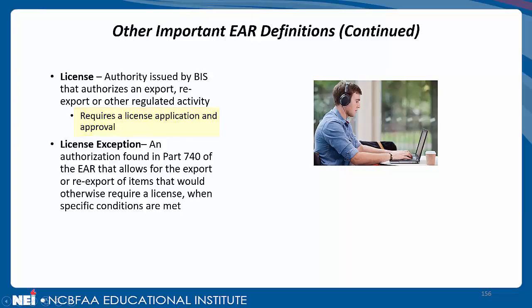But in terms of a definition, a license exception is an authorization found in Part 740 of the EAR that allows for the export or re-export of items that would otherwise require a license, but only when specific conditions are met. Those conditions are going to differ by the ECCN number, the reasons for control, end use, end user, all the things that we've been talking about. But license exceptions do exist. We'll cover those in great detail as we move forward.